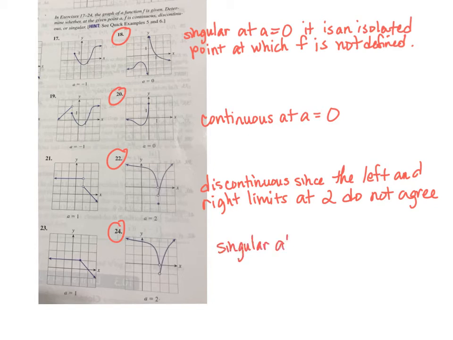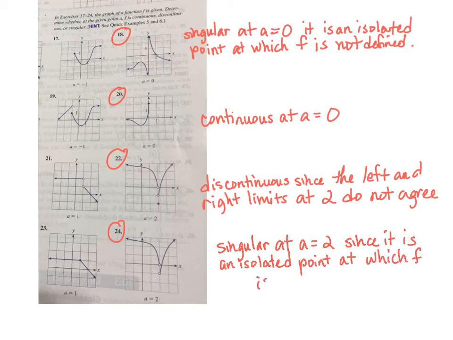at a equals 2, right? Since a is an isolated point at which f is not defined. And make sure you understand the difference between 22 and 24, right? Because in 22, even though we had open circles here, the function was actually defined because there's a closed circle. But here, the function is not defined because we have nothing but open circles. So notice the difference between discontinuous and singular. Okay?